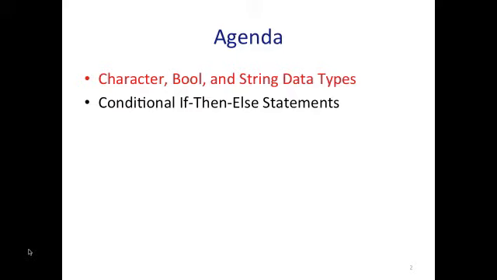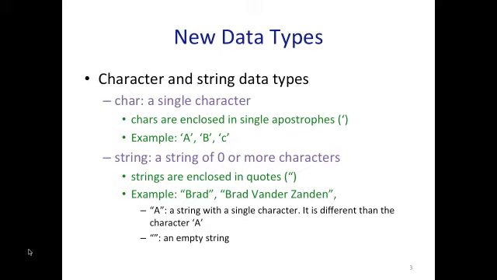So we're going to start with three new data types, which are characters, bools, and strings. Characters and strings are related, so we're going to discuss them together. A character is a single character, whereas a string is 0 or more characters. And in C++, if we want a variable to represent a single character, we declare it as a char, and we use single apostrophes around the letter.